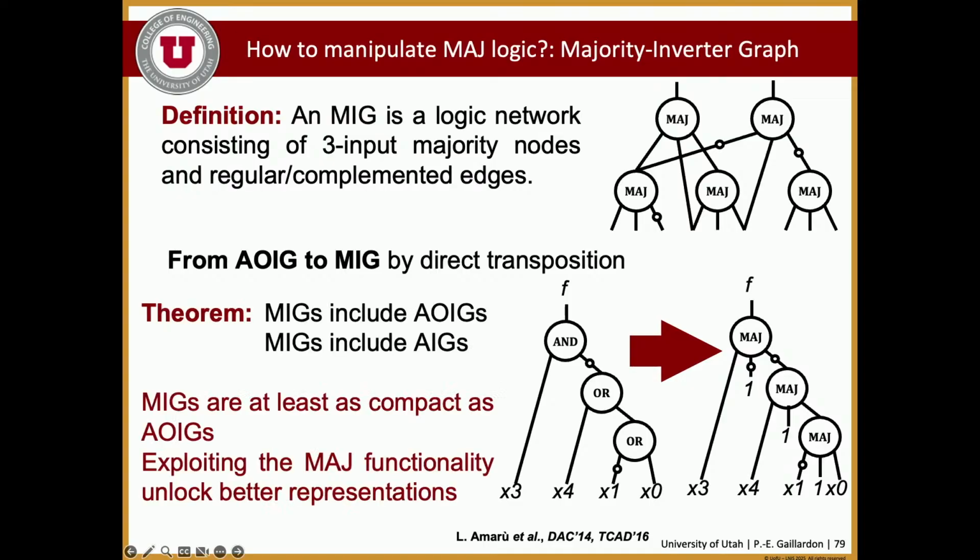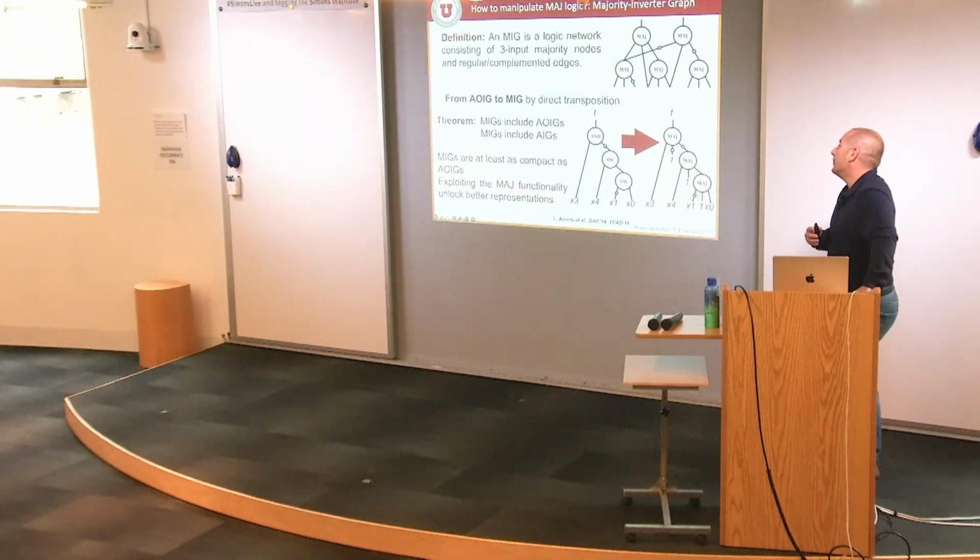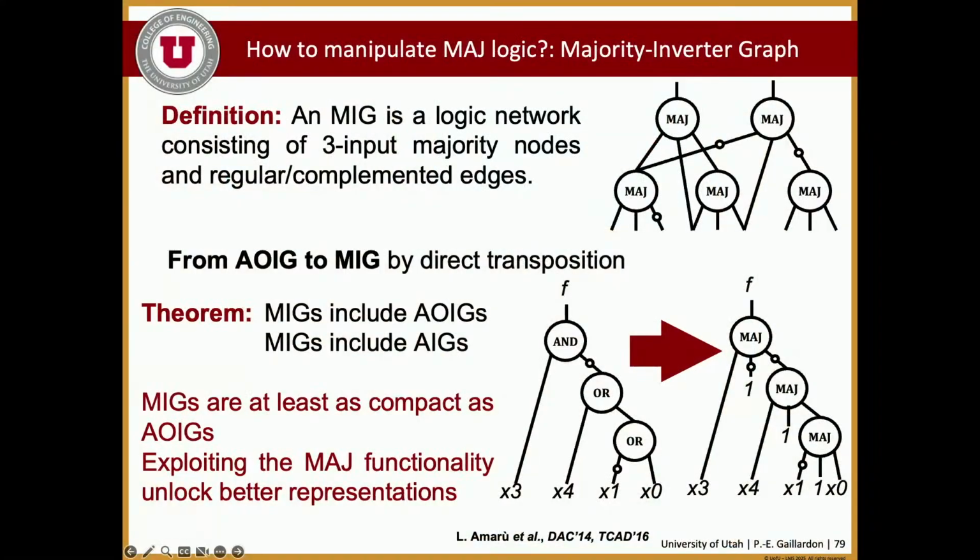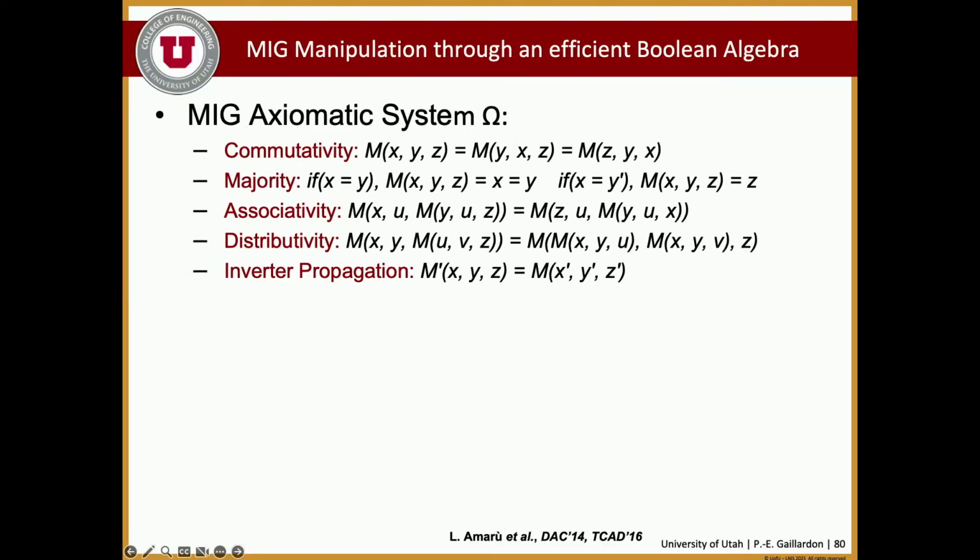Because you have this direct transposition, MIGs do include AND inverter graphs. Lots of research was done on AND inverter graphs, and by default, majority inverter graphs will be at least as compact as what you can do with AND inverter graphs, but we can probably find better ways to unlock new representations. So to manipulate these graphs, we came up with an axiomatic system with a set of 5 rules: commutativity, majority, associativity, distributivity, and inverter propagation.